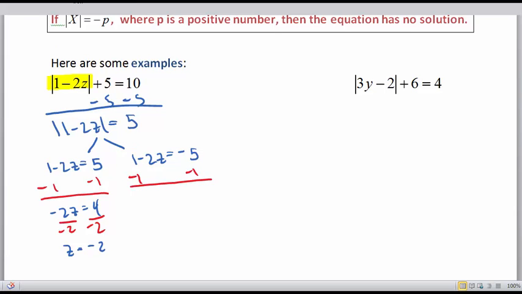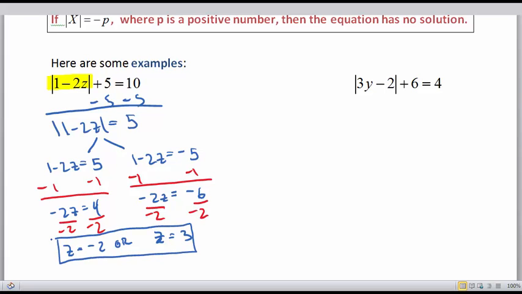But the difference is, in this one, I started with a negative 5 on the right side. So when I subtract 1 from negative 5, I'm going to have negative 6. And then when I divide both sides by negative 2, I'm actually going to end up with a positive 3. So my solutions would be z equals negative 2 or z equals 3.